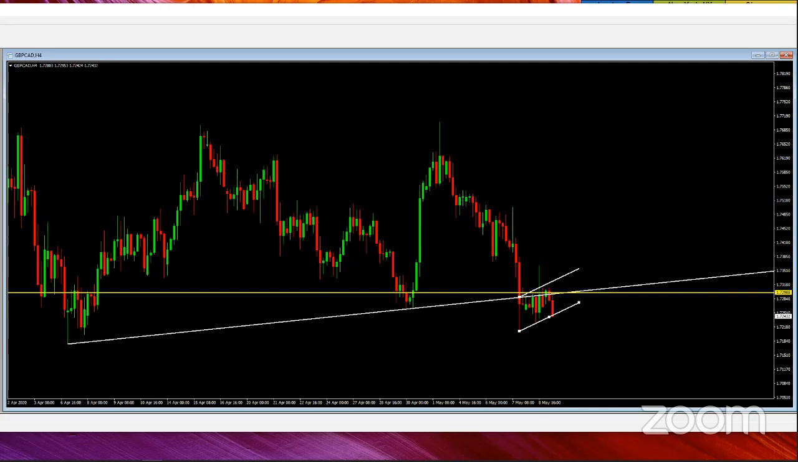You can see that 4 hour flag. Hopefully, I'll just double check everybody's understanding so far. Okay, and I'll get to the spinning top in a moment.